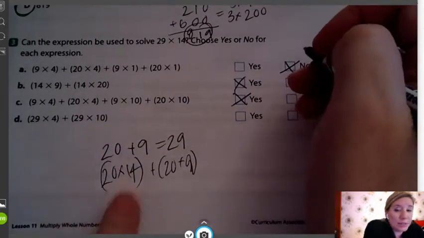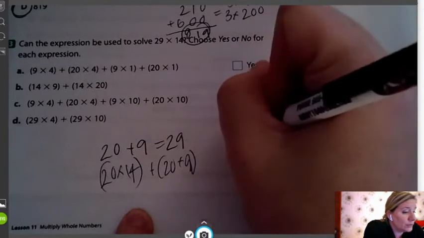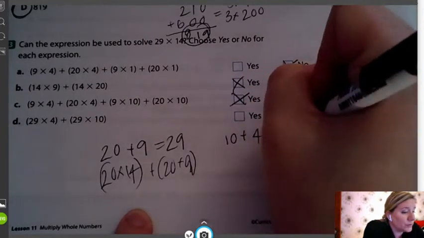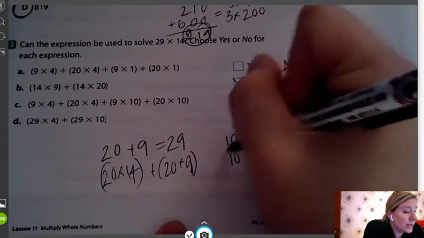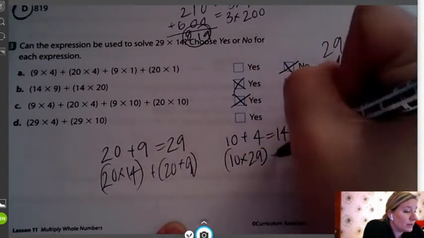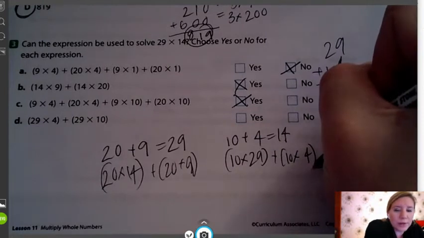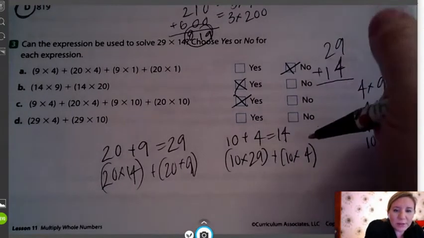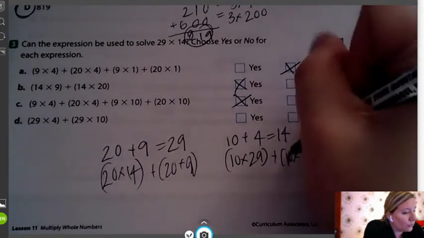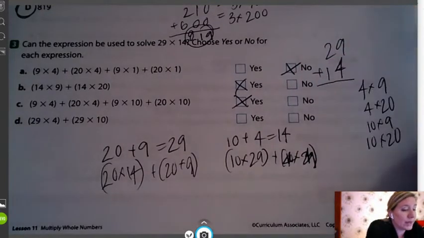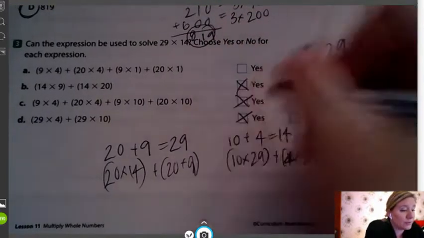So same thing, like we decompose 29, we can decompose 14 to 10 plus 4 equals 14. So we could do 10 times 29 plus 10 times 4. Oh, I'm sorry. 10 times 29 and 4 times 29. That would be yes for that last one.